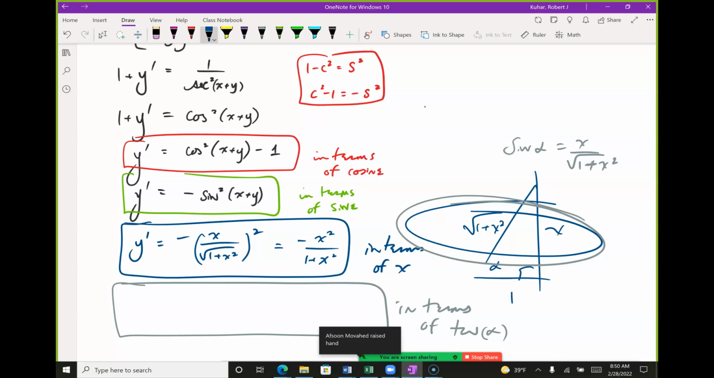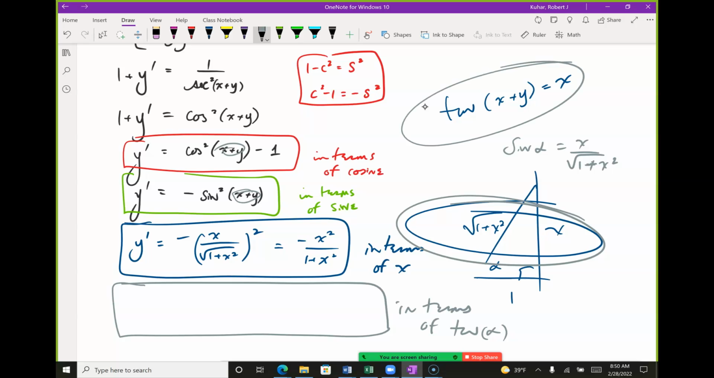Question? How's that in terms of x and not in terms of alpha? This is alpha, right? When we're looking at a trig ratio, we're looking at a right triangle. My angle was x plus y, but my sides were ratios of x, because the original function was just a tangent, and tangent was equal to x, so I knew x over 1 for my opposite over adjacent ratio.